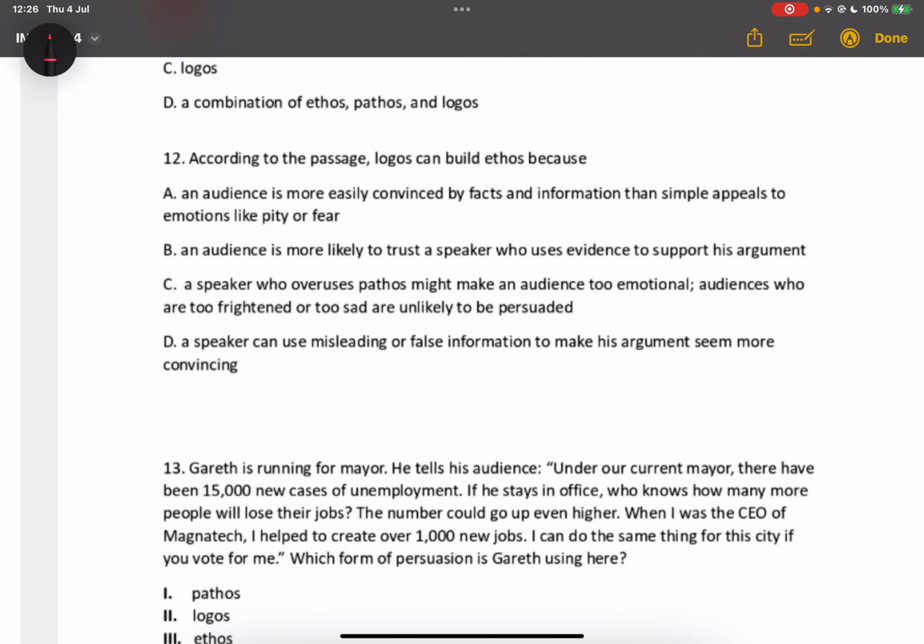12. According to the passage, logos can build ethos because A, an audience is more easily convinced by facts and information than simple appeals to emotions like pity or fear. Kind of. B, an audience is more likely to trust a speaker who uses evidence to support his argument. Yeah. C, a speaker who overuses pathos might make an no. D, a speaker could use misleading or false information. No. So logos is the facts and statistics, and that can build ethos because an audience is more likely to trust a speaker who uses evidence to support his argument.